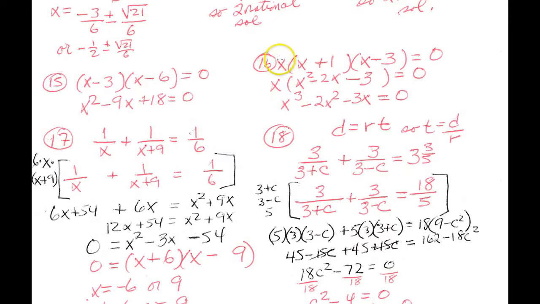16, the same thing. Put it in its factored form because x equals 0. That was one of the solutions. This was x equals a negative 1, x equals a 3. Then we FOIL this, then distributed the x, and there's our answer to number 16.